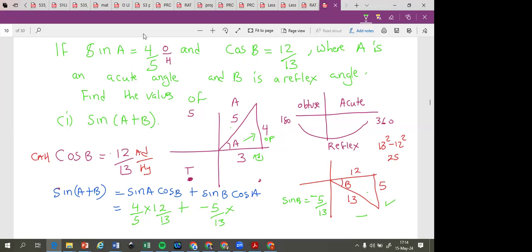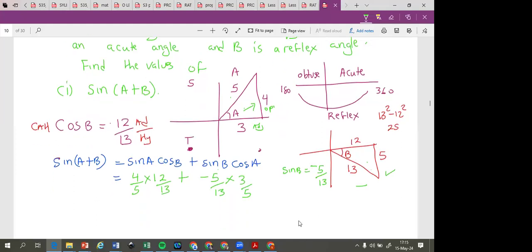Times cos A. This is the first quadrant, all of them are positive. So what is cos of A? Cos of A is given by adjacent out of hypotenuse, so I'll say 3 out of 5. Are we still together, members? Yes, sir.